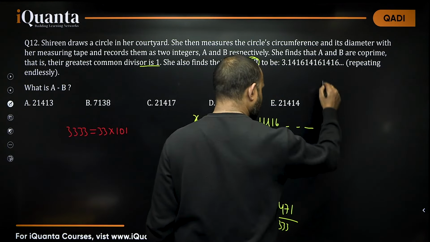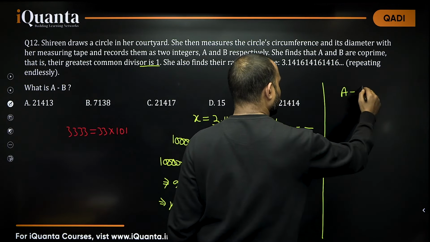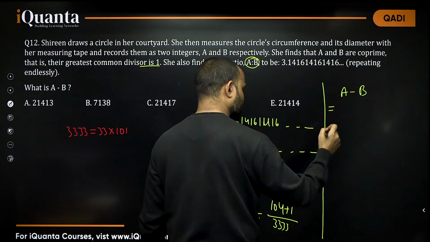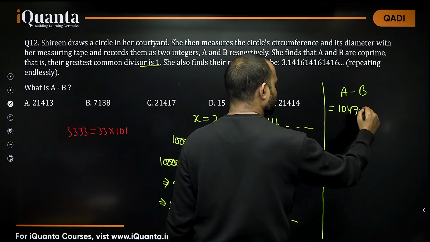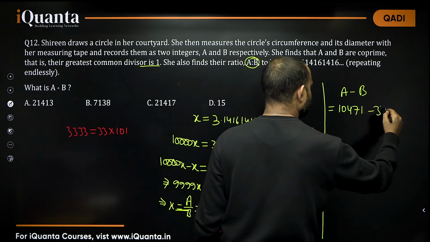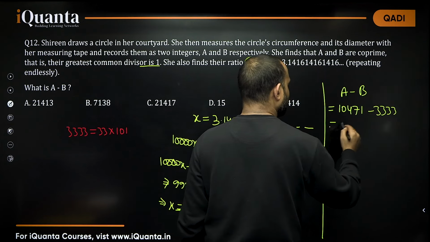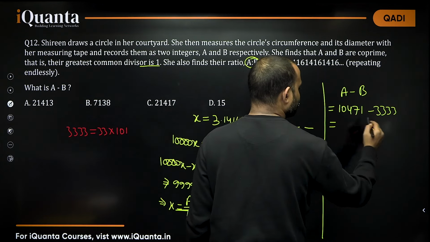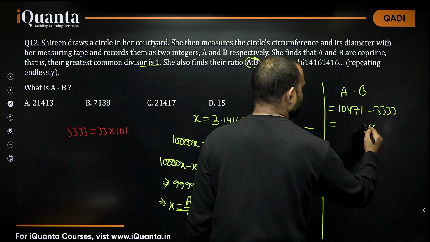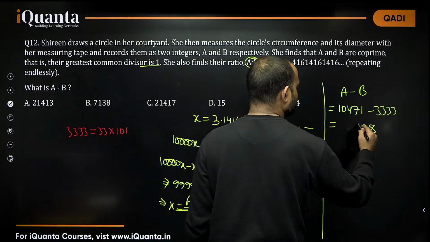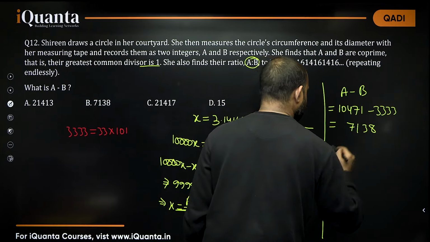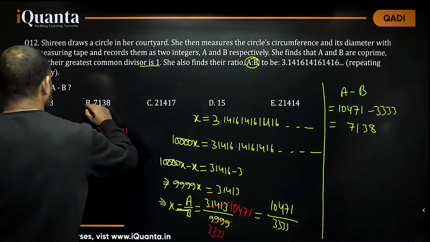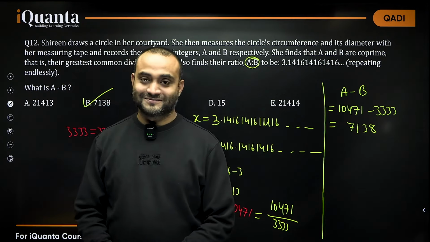So what will be A minus B? A minus B will be equal to 10471 minus 3333. So 11 minus 3 is 8. Then 6 minus 3 is 3. 4 minus 3 is 1. 10 minus 3 is 7. So 7138, which is option B.